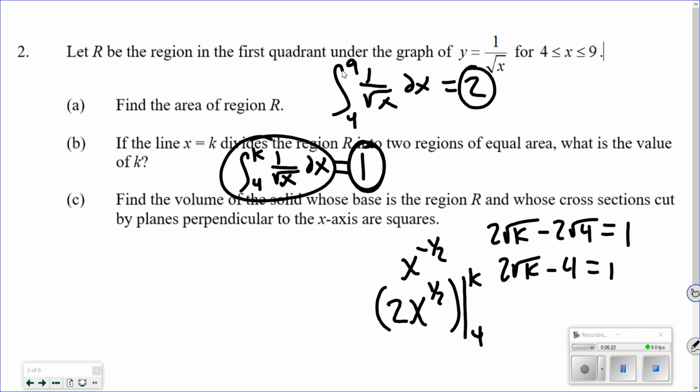Volume, like I said, this is a cross-section problem again. Give that one a try. This uses squares again. So it's really similar to that last problem that we just did on number 1.